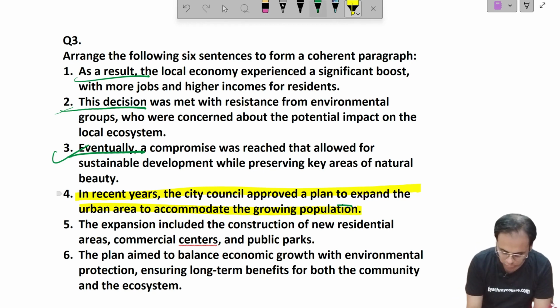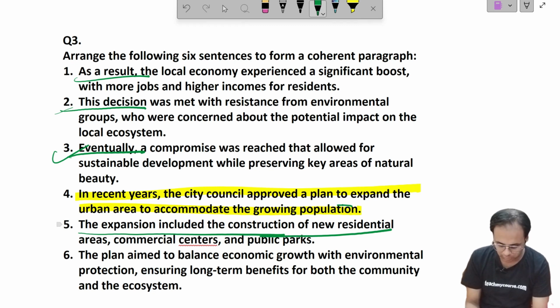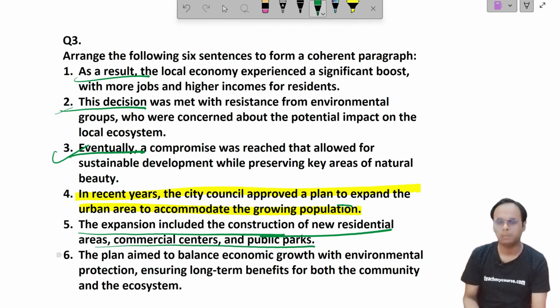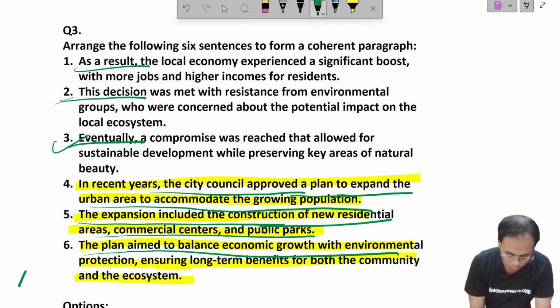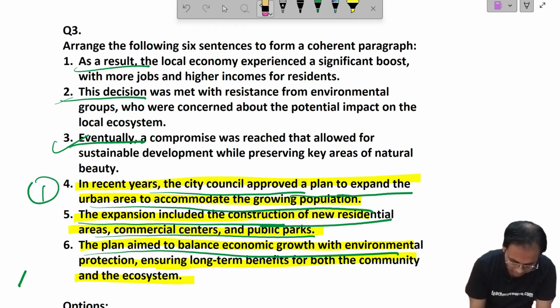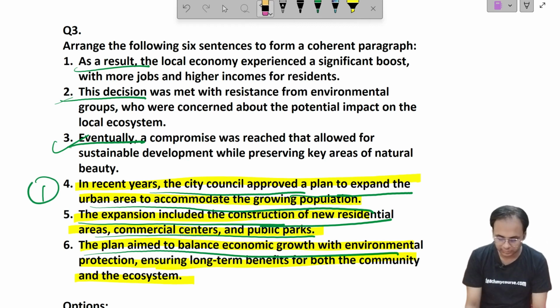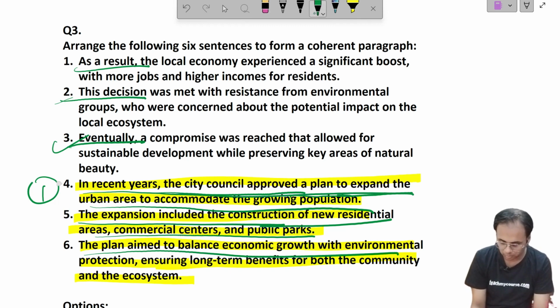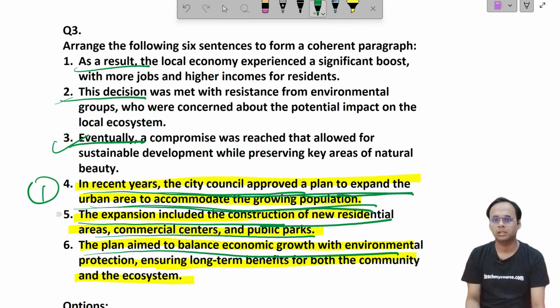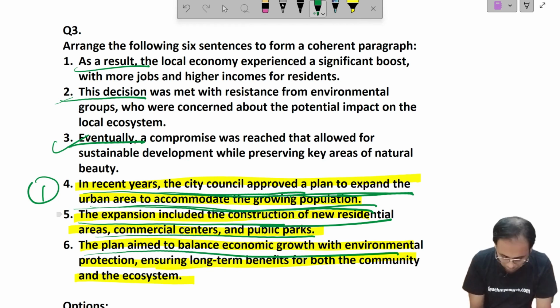Next is: the expansion included the construction of new residential areas, commercial centers, and public parks. Which expansion? So I don't think the fifth sentence can be the first one. After looking at all this, I think the fourth one should be the first one, which says that in recent years, the city council approved a plan to expand the urban area to accommodate the growing population. Then we are talking about the expansion in the plan, so the fifth one is talking about this.